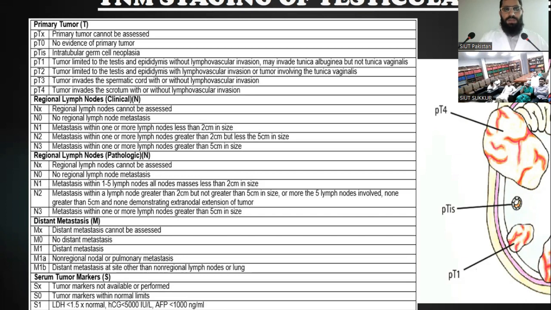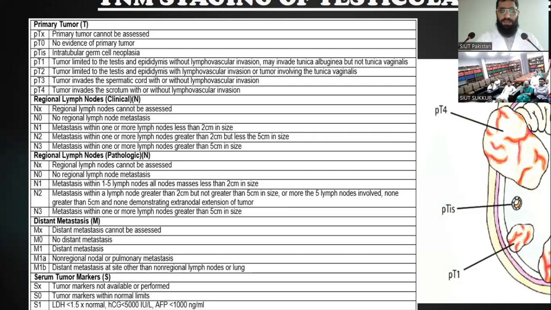Regional lymph nodes, clinical, are NX: regional lymph nodes cannot be assessed. N0, no regional lymph node metastasis. N1 is metastasis within one or more lymph nodes less than 2 centimeter in size. N2 is metastasis within one or more lymph nodes greater than 2 centimeter but less than 5 centimeter in size. N3 is metastasis within one or more lymph nodes greater than 5 centimeter in size.